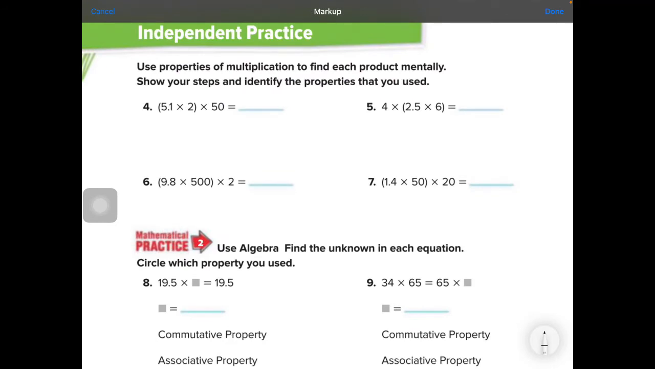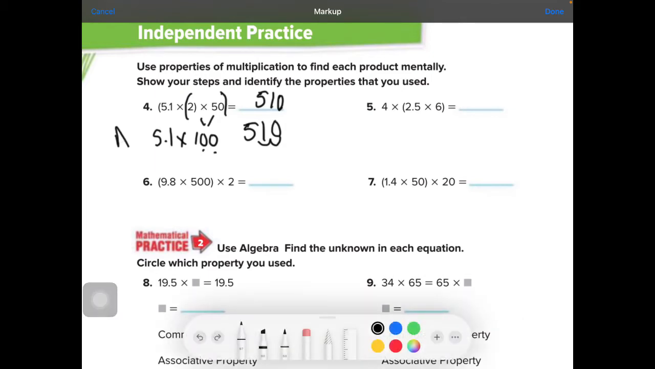Number 4, use the properties of multiplication to find each product mentally. Show your steps and identify the properties that you used. Okay, I'm looking at number 4, and in my head, it's a lot easier for me to multiply 2 times 50, because I know 2 times 50 is going to be 100. Then I'll bring down what's left over, and I have 1.5 times 100. And I know from our last chapter that I have 2 zeros here, so I move my answer over 2 spots. So my answer is going to be 510. And the property that I used on that is going to be associative.